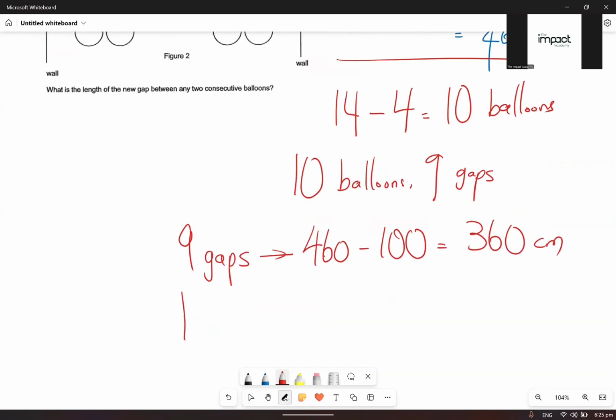Can you understand? What are we going to find? They say the new gap between 2 consecutive balloons. 2 consecutive balloons means how many gaps? 1 gap. Am I making sense? All right, very good. So over here, this basically explains why your answer is 40.